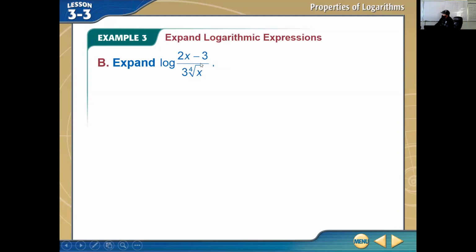But if you pay attention to this 2x minus 3, that's subtracted, so that's a whole quantity. I can't split up 2x minus 3. That has to stay. But this 3 times the fourth root of x, I can expand that, right? Because that's multiplication. I have a property that allows me to expand that. I don't have a property that allows me to expand the subtraction here. So this 2x minus 3 has to stay. I'm going to have a subtraction, and then I'm going to have an addition.